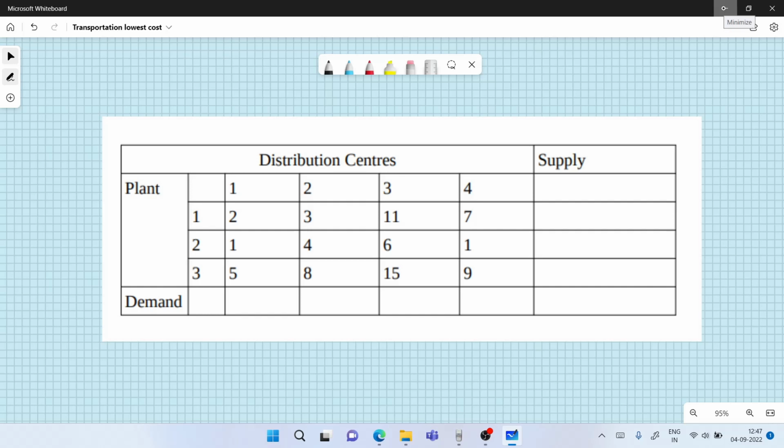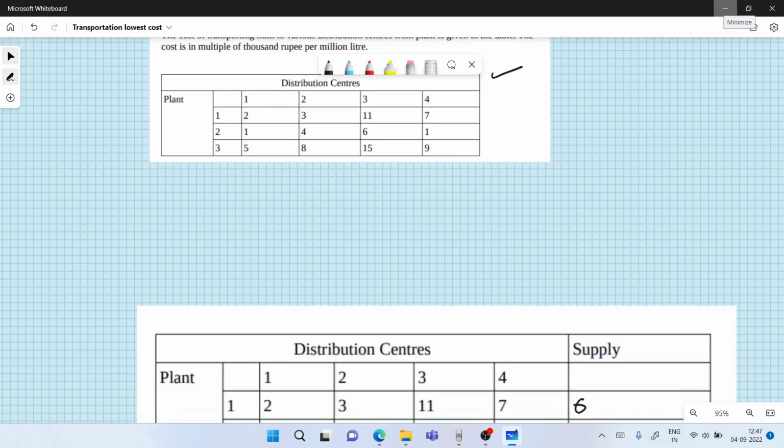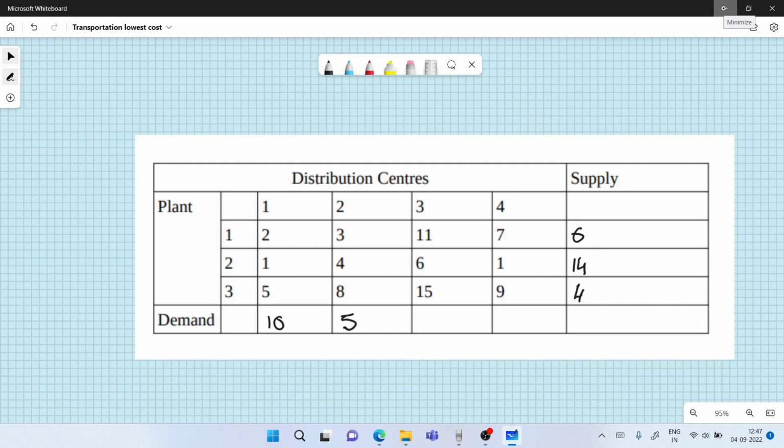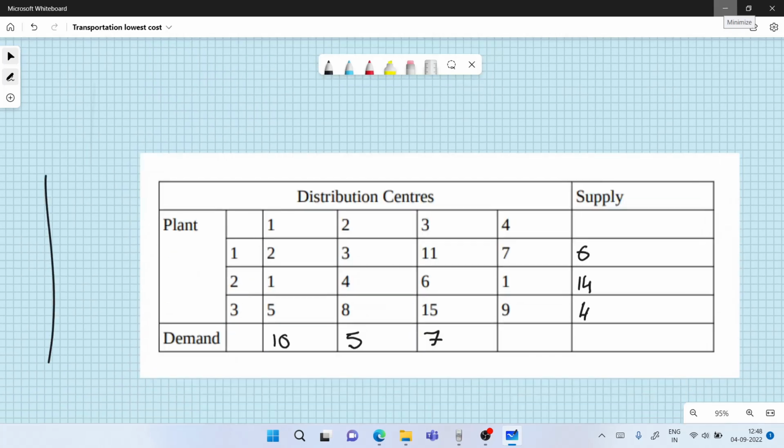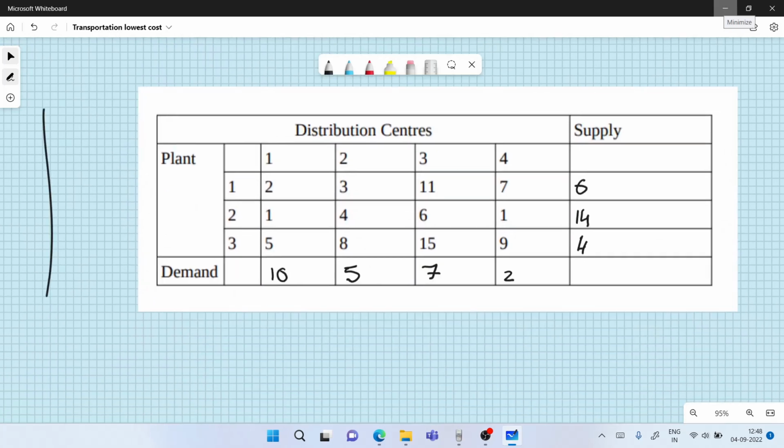Now from the supply side, we have 6 million liters from plant number 1, 14 million liters from plant number 2, and 4 million liters from plant number 3. On the demand side, of course, the demand in distribution center number 1 is 10. The demand in distribution center number 2 is 5. Distribution center number 3 is 7. And distribution center number 4 is, let's check it out, 2. So there we are. Let's rub this off.